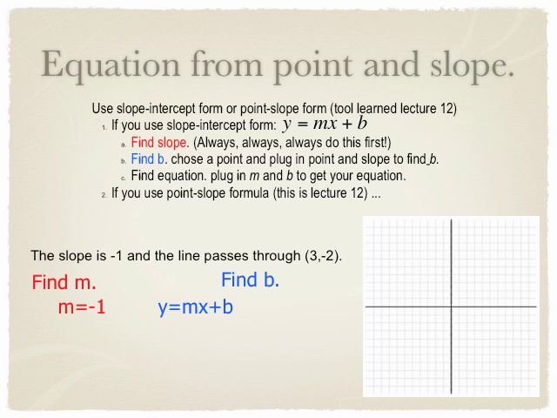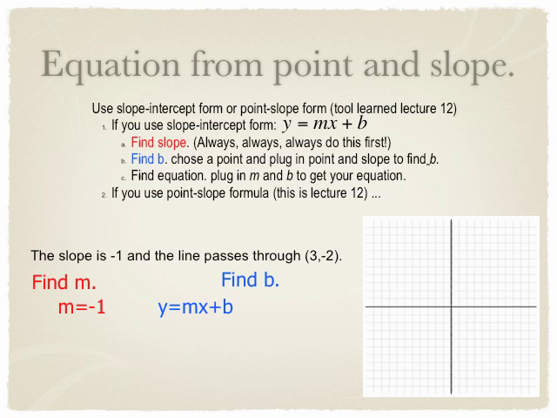Because I know m. I know that m is -1. And I'm also given a point. I'm given the point (3, -2). So that tells me that x is 3, y is -2. So I can put 3 in for the x, -2 in for the y, -1 in for m, and then the only thing I don't know anymore is b. And so I can solve for b.